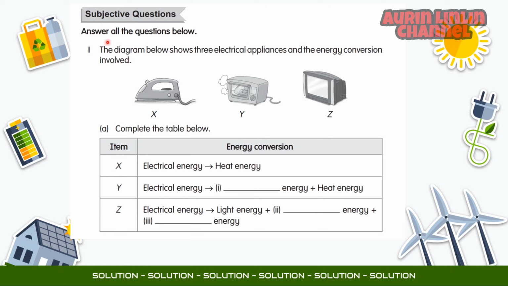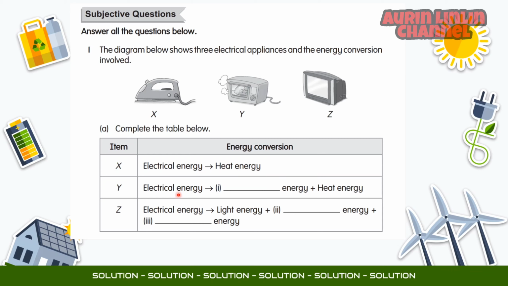Subjective questions. Answer all the questions below. The diagram below shows 3 electrical appliances and the energy conversion involved. Picture X is iron, Y is oven, Z is television. Complete the table below. Item X. The energy conversion is electrical energy to heat energy.